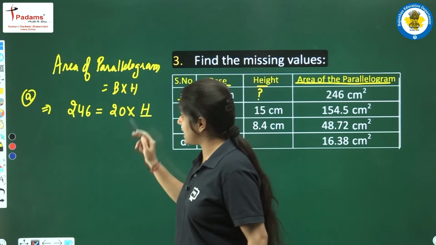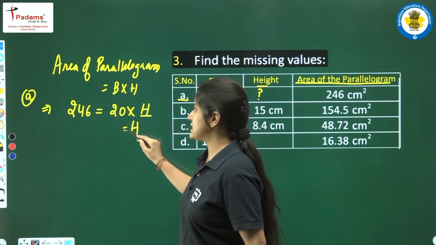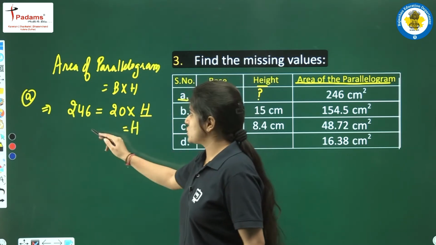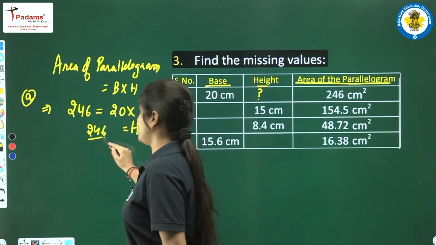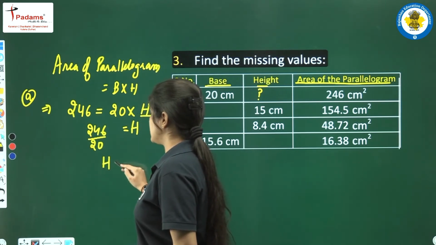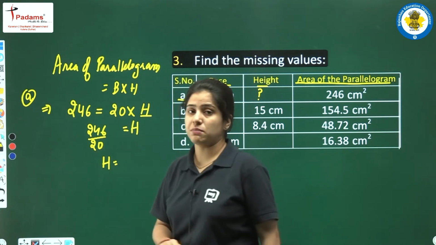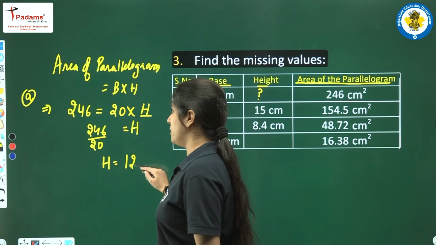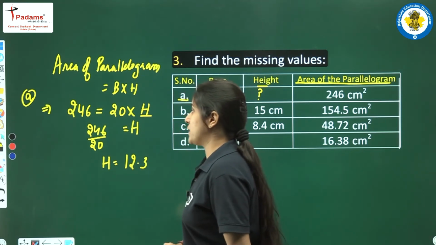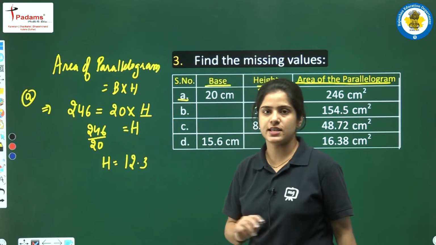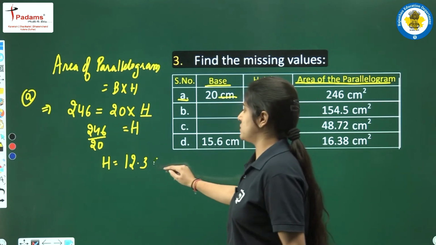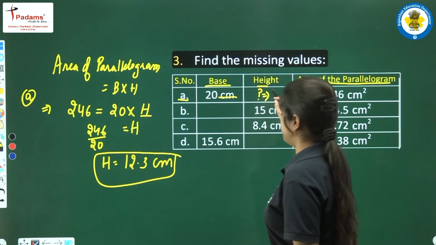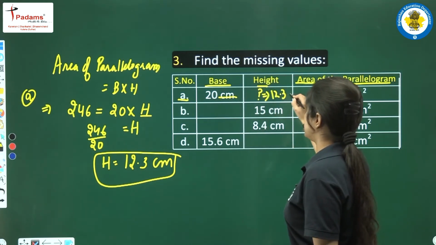You need to find out this h. So keep this h as it is and take this 20 from the right hand side to the left hand side. So this is 246 upon 20. So students, this is h is equal to, firstly we'll divide it on the table of 20. So it will be, students, 12.3. All right students, this is 12.3 centimeters. Okay, and this is your h, and this h is the value of here 12.3 centimeters.